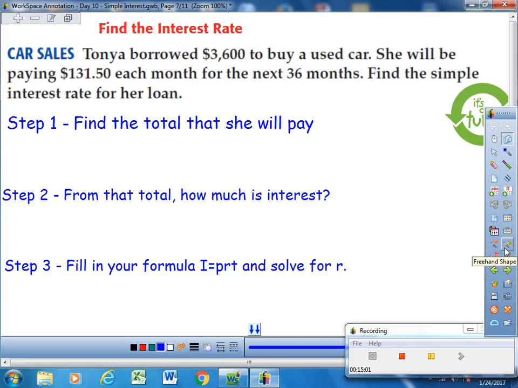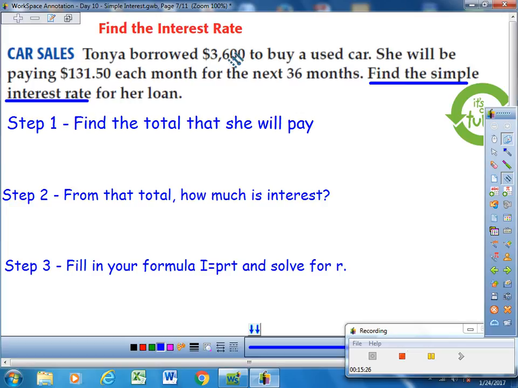Next step, Tanya borrowed $3,600 to buy a used car. She will be paying $131.50 each month for the next 36 months. Find the simple interest rate for her loan. So this one's a little different because we're finding the simple interest rate, not just the interest.